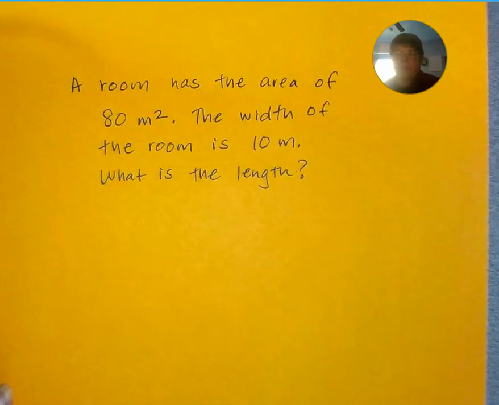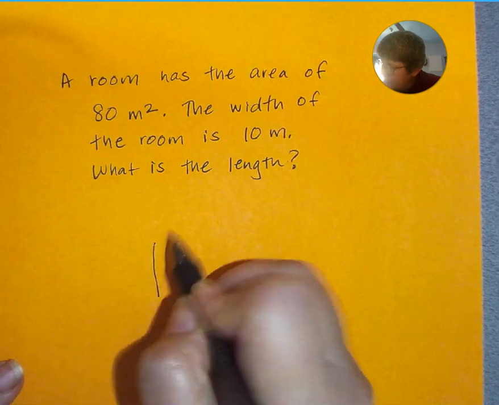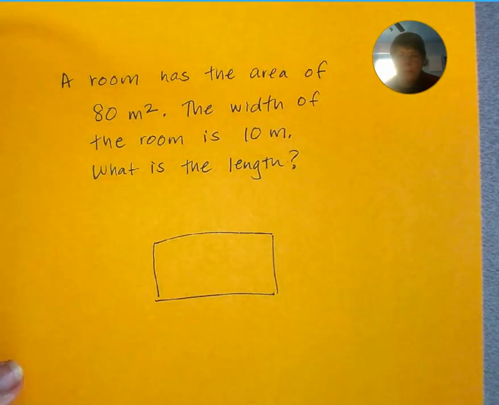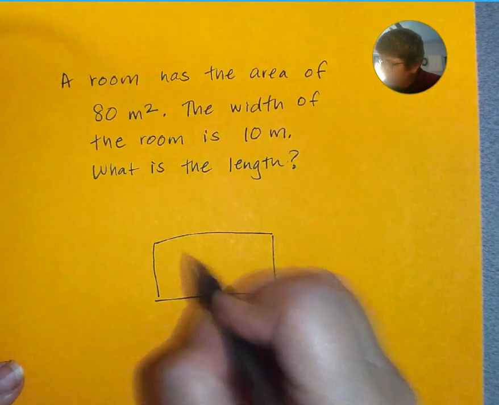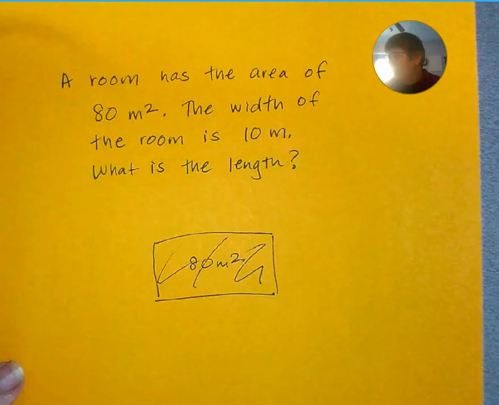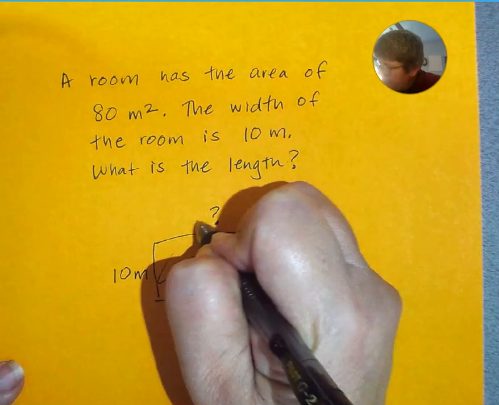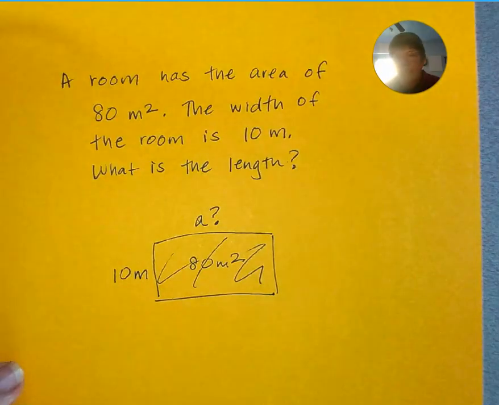All right, and now we have a word problem. Speaking of things we're going to see later. A room has an area of 80 meters squared. The width of the room is 10 meters. Okay, so I'm just going to make a sketch of the room. It does not have to be perfect. It's just going to be a rectangle. That's about all I need to know. And I know that the whole thing is 80 square meters. I know that's the whole middle part, that whole rug, that whole floor, that whole building. 80 square meters. And I know my width is 10 meters, but what I don't know, maybe A, my unknown, is my length.